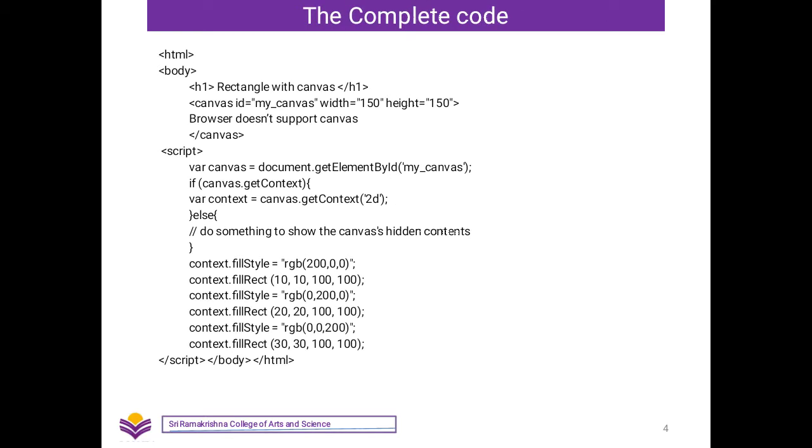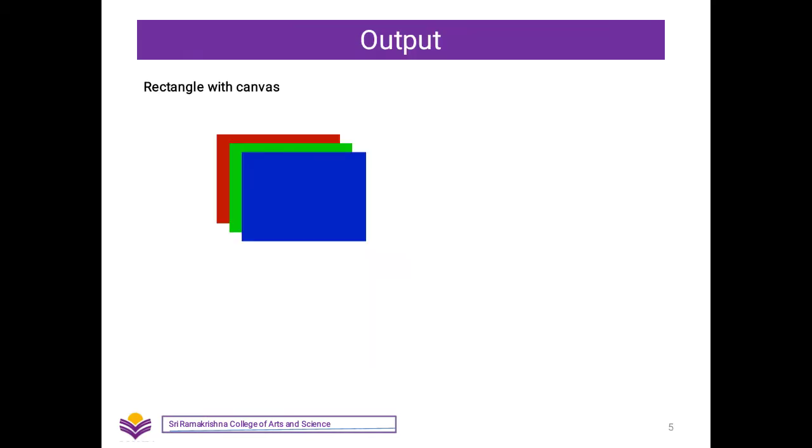Run this code with any browser. You can view the output. Three rectangles with three different colors. Their coordinates are very close, that is 10, 10, 20, 20, 30, 30. That's why the output looks like this. Similar to this, we can draw other shapes like line, arcs, polygons, circles, etc.